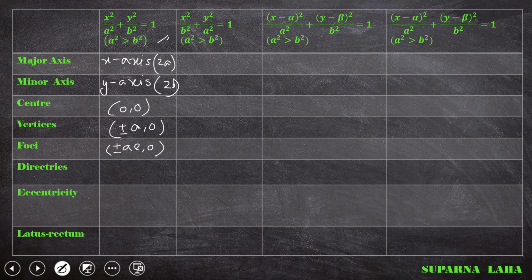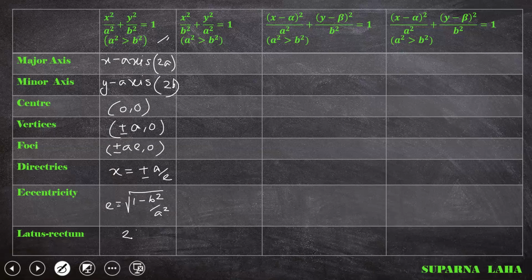The equation of the directrices is perpendicular to the x-axis and parallel to the y-axis, and is given by x equals plus minus a upon e. The value of e is the eccentricity, that is root over 1 minus b square by a square, which is less than 1. And the length of the latus rectum is 2b square upon a. This is all the information about the equation x square by a square plus y square by b square is equal to 1, where a is greater than b, or a square is greater than b square.